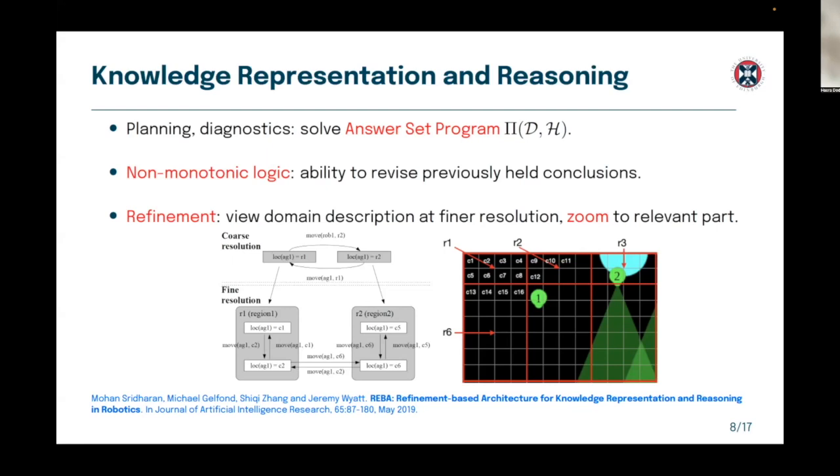So at each step, the agent can decide whether it wants to reason in the coarser resolution or whether it needs to zoom into the finer resolution. This is important because this allows the system to be scalable to much larger and more complex domains, with much larger sizes and a very high number of agents.